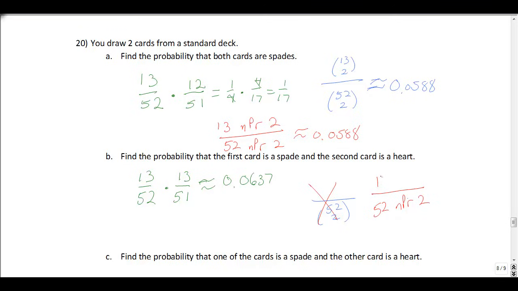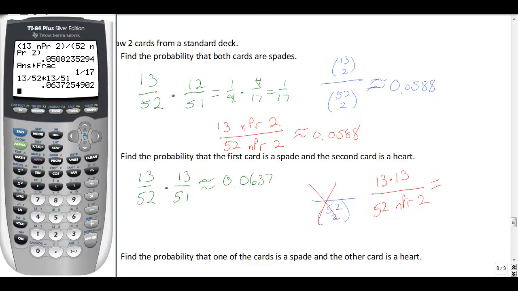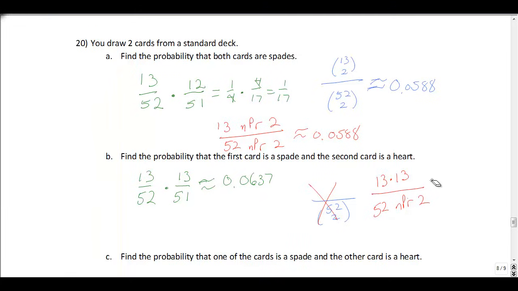And then what we have is 13 choices for the first card and 13 choices for the second card. You can see you get 13, could do 13 squared, but I've got 13 times 13, divided by 52 math nPr 2, and that should give me hopefully the same decimal, and you see I get the exact same answer. It's an approximate answer, so I like to put the approximately equal sign here because it's not exact. So 0.0637 again. So you can do either of these methods. There's kind of a way to do the blue, but I feel like it's a little bit awkward here.